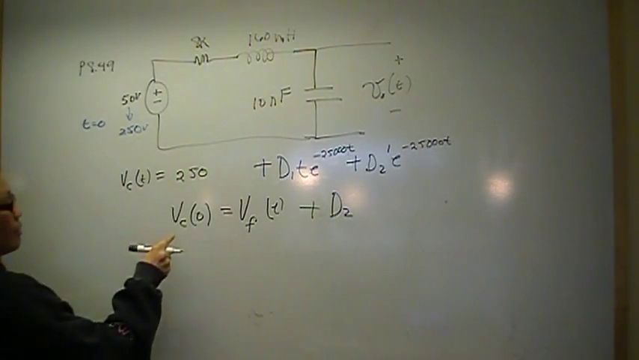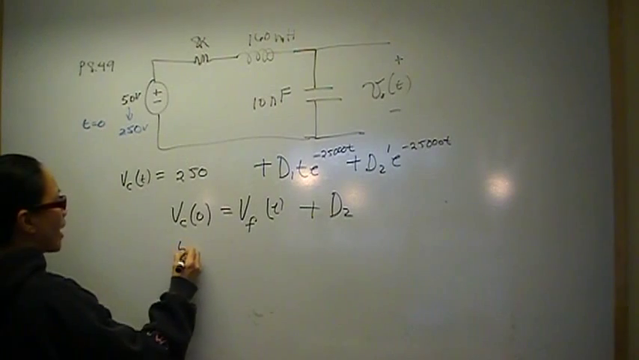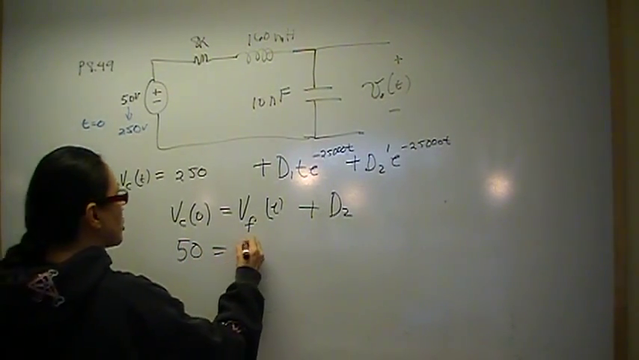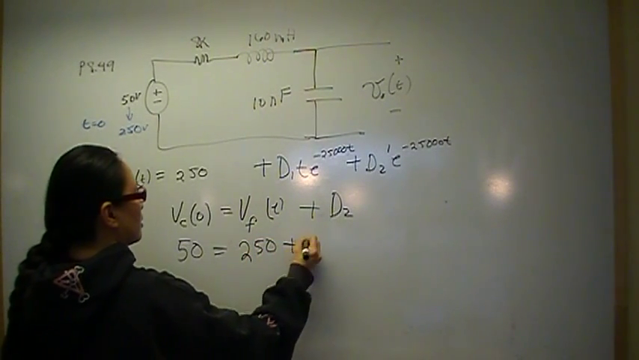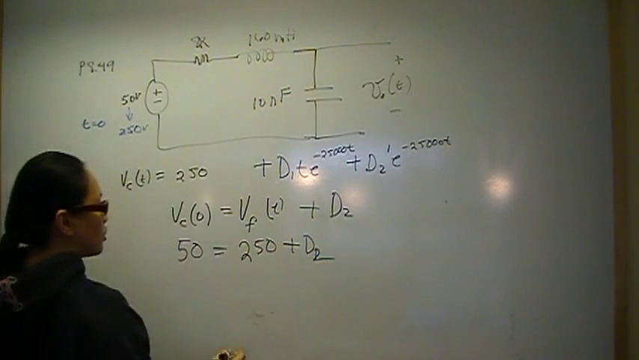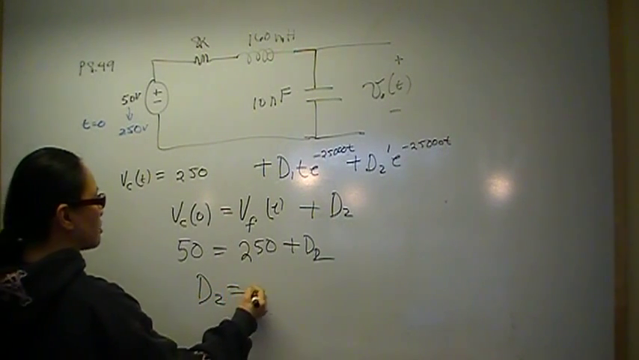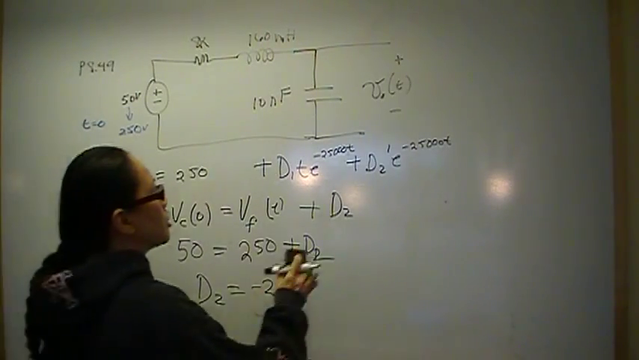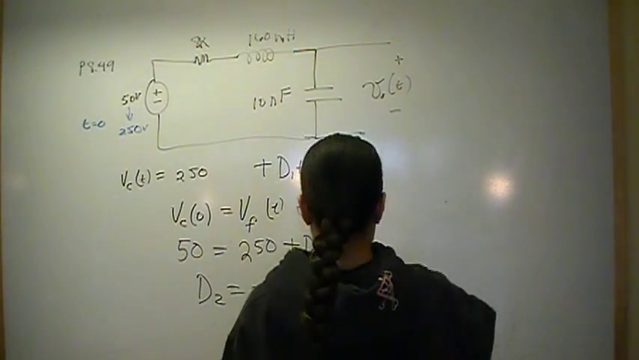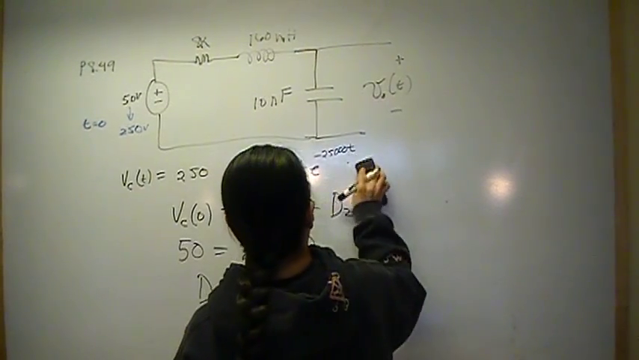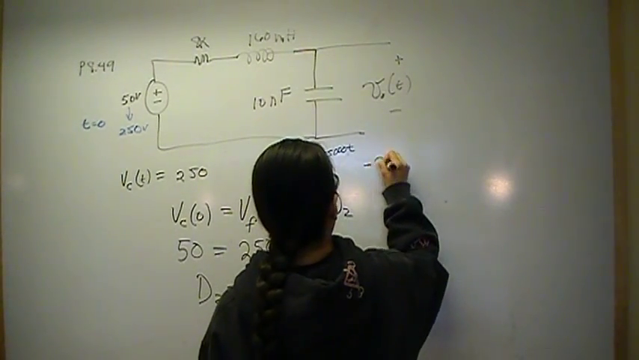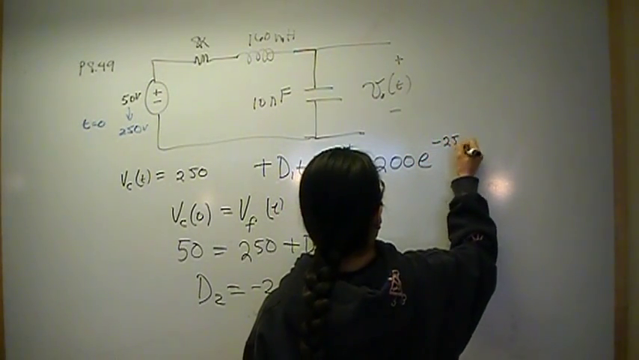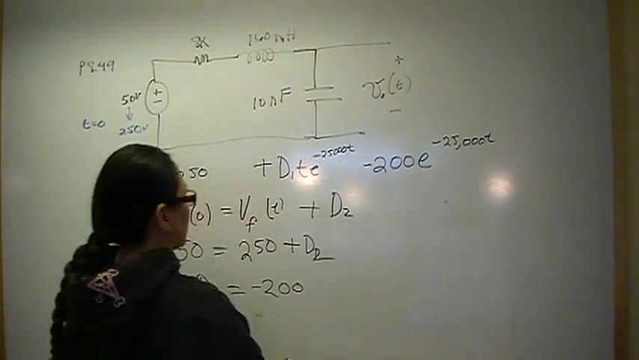Well, I know that my voltage across the capacitor, that's my initial voltage, is 50. I know my final voltage is 250 plus D2. Therefore, D2 must be negative 200. Okay? So now I found D2. That's going to be negative 200 e to the negative 25,000 t.